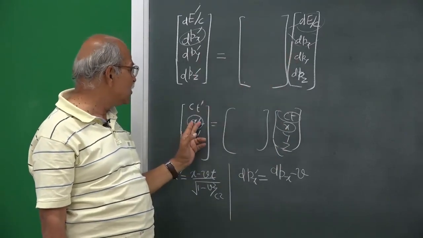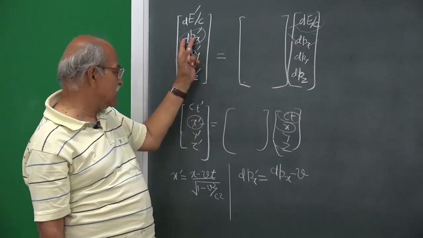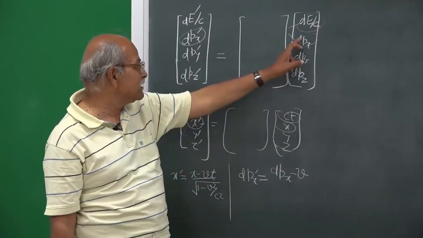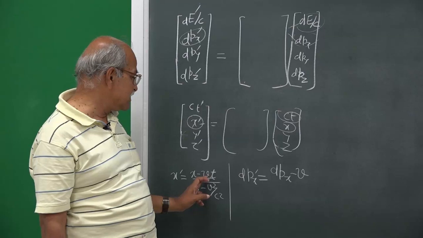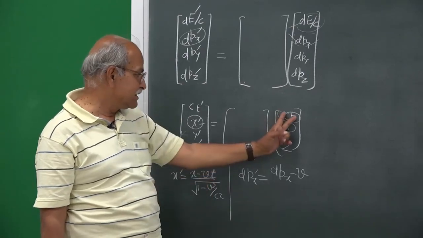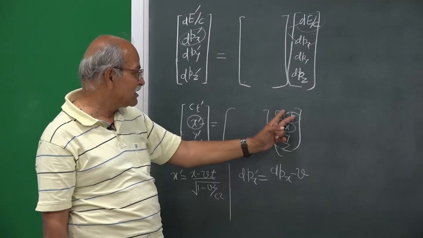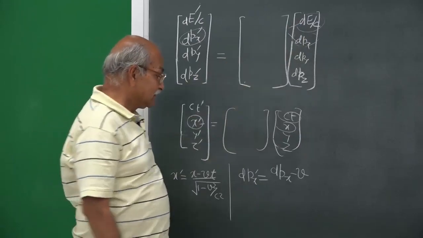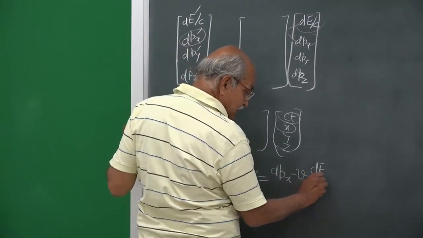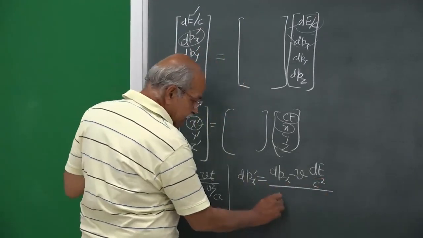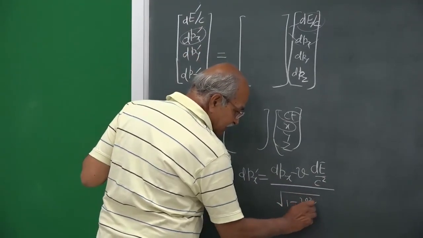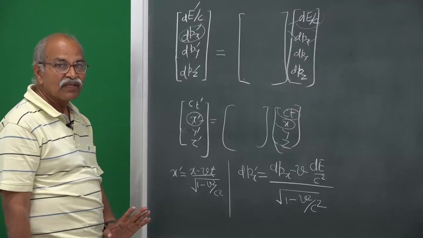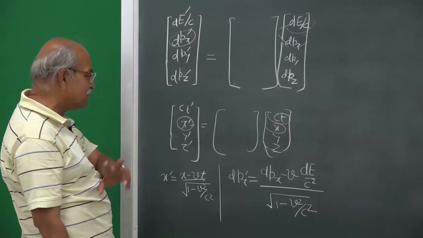Here it was dpx prime equal to, so I am taking dpx minus v into dt, and this t is ct divided by c. So similarly here it will be dE by c divided by c, so dE by c square, and then the denominator will be 1 minus v square by c square. So that is how dpx prime will transform, and how will dt prime transform?